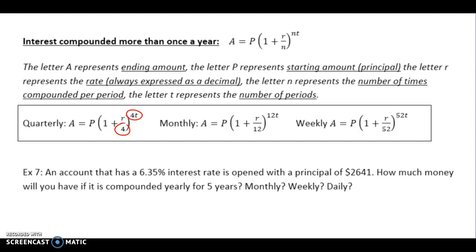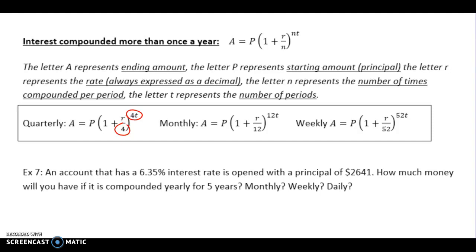Okay? What if it says monthly? How many months are in a year? 12. So we put a 12. Weekly? 52. What about, what if they ask me daily? 365. So they can ask you anything. You just plug that number in, right?